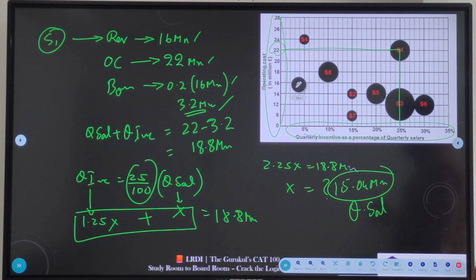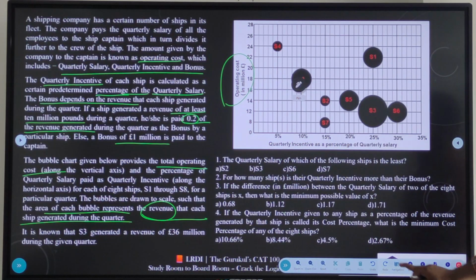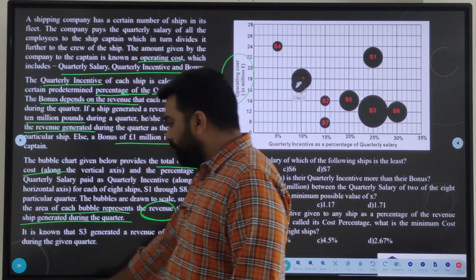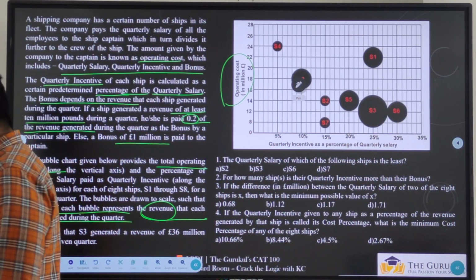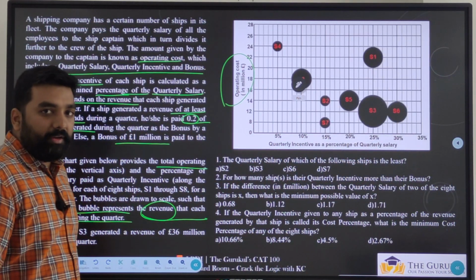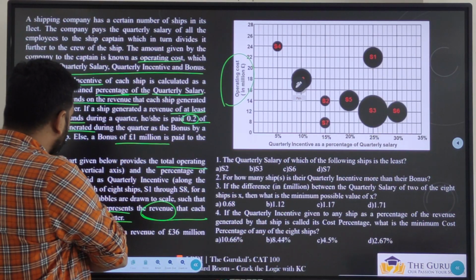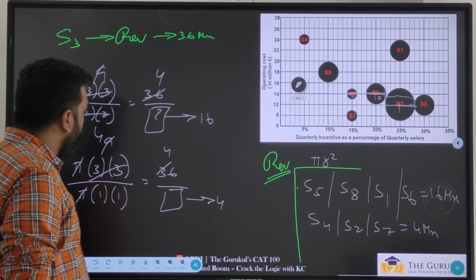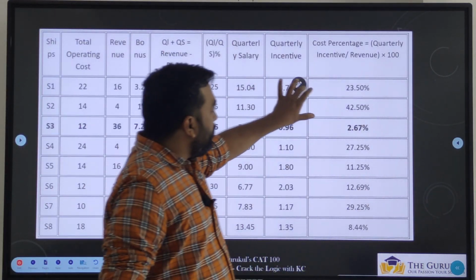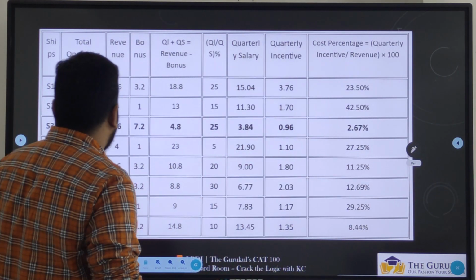With all this information, now frame a table. That table will help you solve these 4 questions. Clear, everyone? Now quickly pause the video over here. Try to frame a table. Let's see how the table will turn out to be. Pause the video over here. So the table will turn out to be something like this.